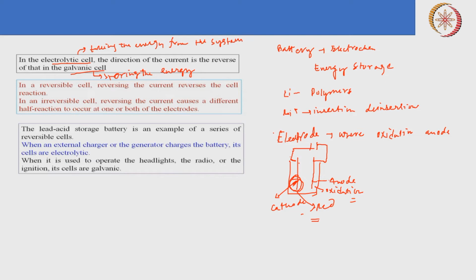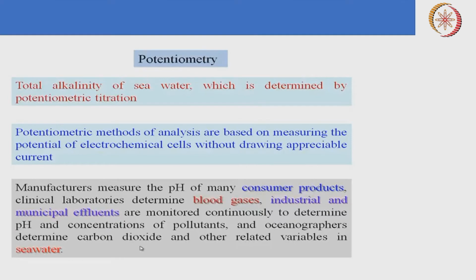So basically the galvanic cell has one convention, and the electrolytic cell has the different, opposite convention. A battery is an example of a series of reversible cells. When an external charge generator charges a battery, the cell is electrolytic; when it is operated to run the headlight, radio or ignition, the cell is galvanic. Okay, so that is what I have discussed.